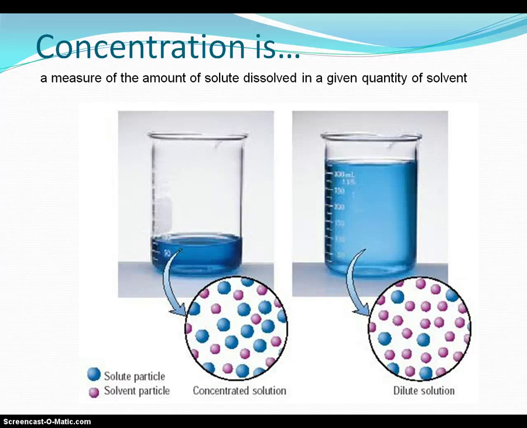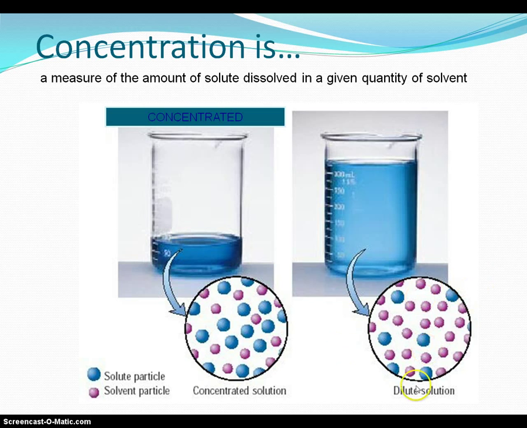In this video, we're going to look at the concentration of different solutions. So concentration is a measurement of the amount of solute dissolved per unit solvent. If you look in this beaker, you can see that the blue particles are the solute particles, and the purple particles are the solvent. So you have more blue particles per purple particles. That would be considered a concentrated solution.